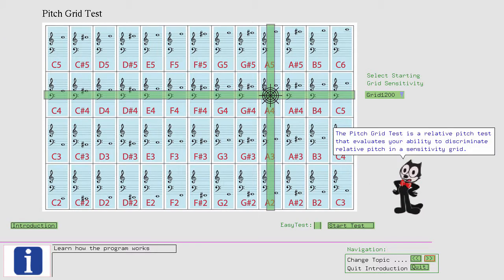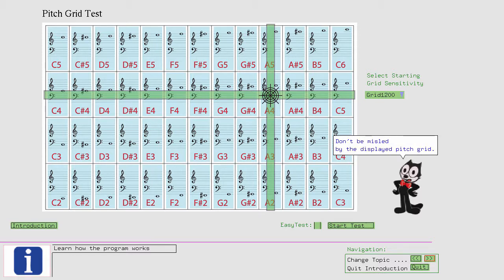The pitch grid test is a relative pitch test that evaluates your ability to discriminate relative pitch in a sensitivity grid. Don't be misled by the displayed pitch grid. While this may seem like an absolute pitch test, and you do have to click the correct tone in the grid, which is an easy task for those who possess absolute pitch, the pitch grid test is in fact a relative pitch test, since you identify a tone relative to a given pitch.